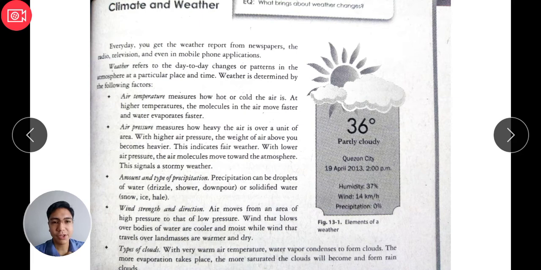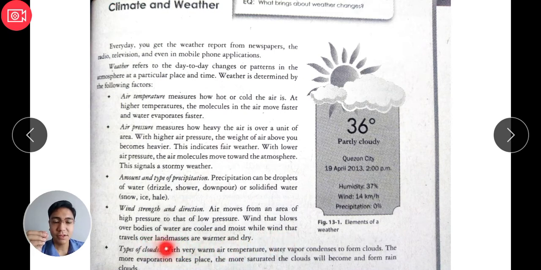So, wind strength and direction. Air moves from an area of high air pressure to that of low pressure. I've introduced this to you when we were in grade 7. A movement ng hangin is from high pressure going to the low pressure. So wind that blows over bodies of water, yung mga hangin na mula sa anyong tubig ay mas malamig and moist, of course. Kumpara doon sa mga hangin na nagta-travel sa mga anyong lupa, land masses, because they are warmer and dry.